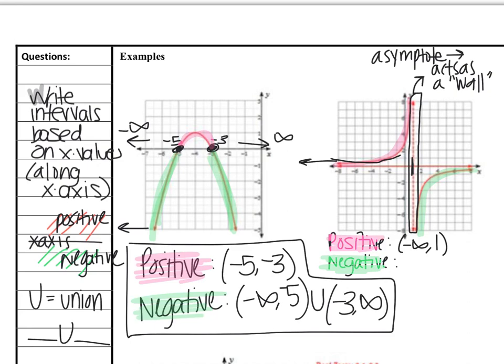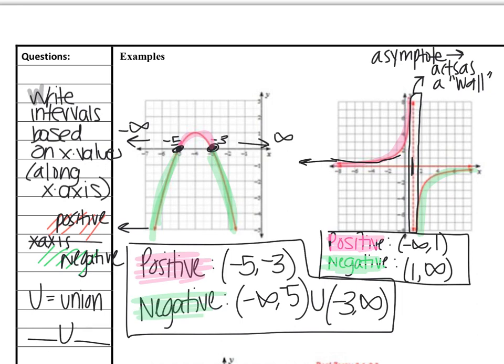Then if I keep moving to the right, remember again we were reading from left moving rightwards, after that wall, I notice that as I move to the right, I'm actually down in the negatives now for the y values. X values are now positive, but it's y values that I'm looking at for positive versus negative. So to the right of that wall, which starts at 1, moving on forever and ever and ever, I'm actually negative. So negative starts at 1 and goes on forever. And then this is our answer for the second example.